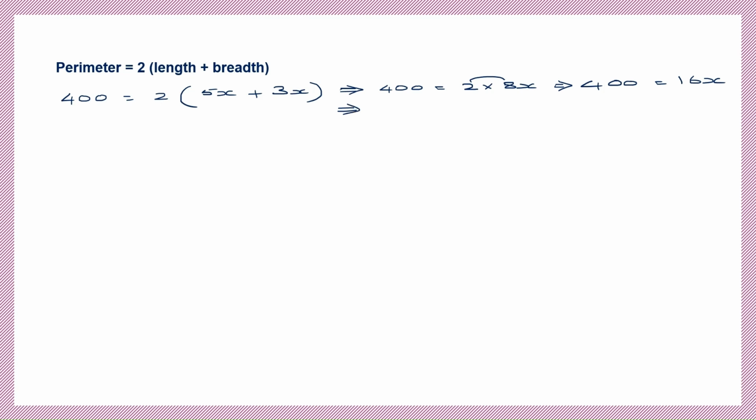So now 16x is equal to 400. What is the value of only x? That will be 400 divided by 16. How much is 400 divided by 16? 400 divided by 16 is 25. So we have found the value of x. x is equal to 25. And let's give it the unit meters. Now we can find the value of the length and the breadth.